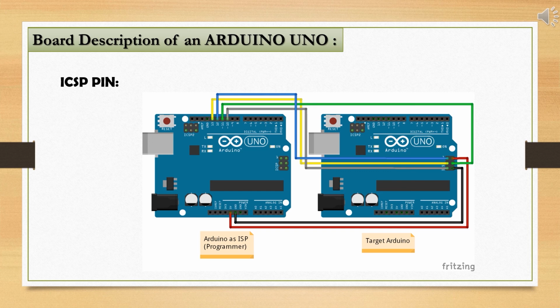It is a programmer. You can see in the figure the ICSP pin of the targeted Arduino is connected to the programmer Arduino digital pins. Okay guys, in this way we are programming our AVR chips by using another Arduino board.